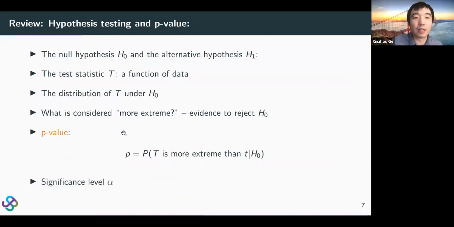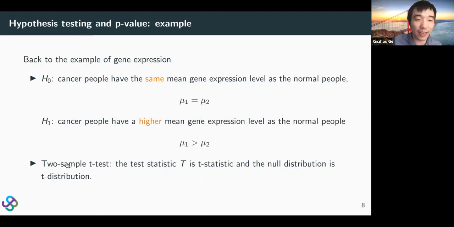If you have taken the Stats 10 course, or if you have heard about this, there is a test called the two-sample t-test. It can test whether two samples have the same mean. So if we look at one gene and look at the expression values for the patients from the two conditions, we can do a two-sample t-test. In that case, the test statistic will be the t statistic, and the null distribution of the test statistic will be the t distribution.